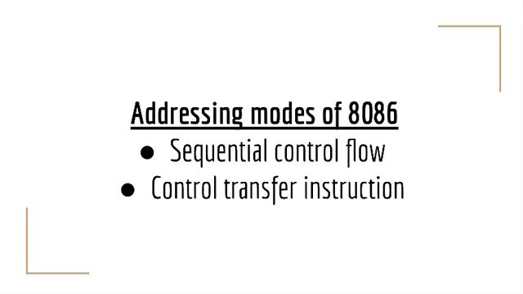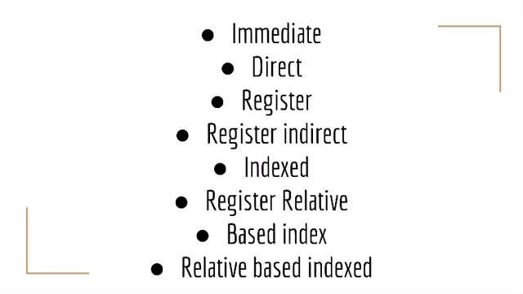Next we have the control transfer instruction. This control transfer instruction transfers control to a predefined address, or an address specified in the instruction, after its execution is done. So let us see the addressing modes of the sequential control transfer instructions.